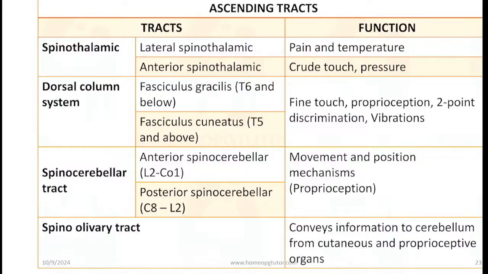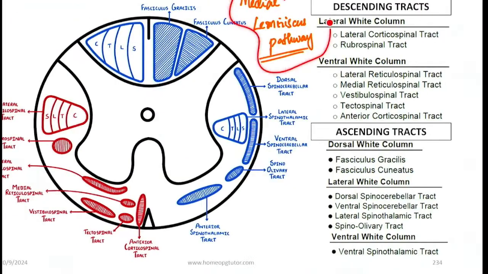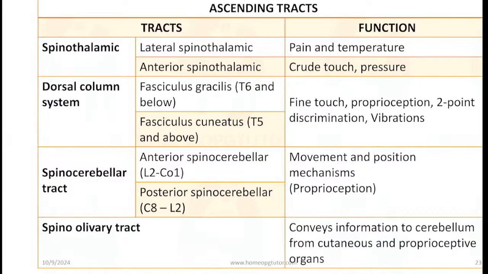Okay, next one, talking about the dorsal column, that is fasciculus gracilis and fasciculus cuneatus. As mentioned, here is the difference. Fasciculus gracilis starts from T6 and below, whereas the fasciculus cuneatus starts from T5 and above. Okay, T5 and above. And remember, these both, I have already mentioned, carry fine touch, proprioception, 2-point discrimination, as well as vibrations. These are the functions of fasciculus gracilis as well as fasciculus cuneatus. If you remember, what was the name of the pathway? That is the medial lemniscus pathway.